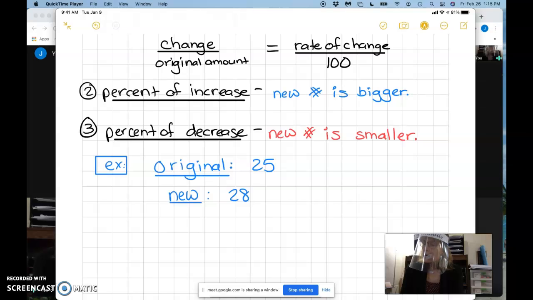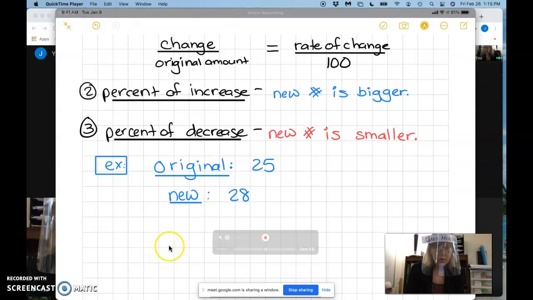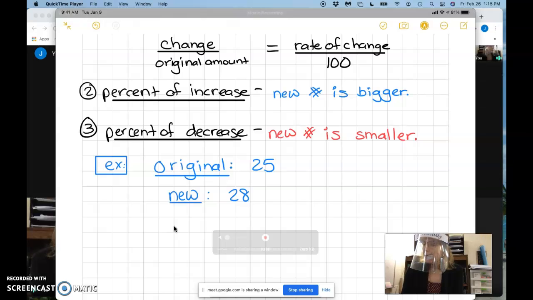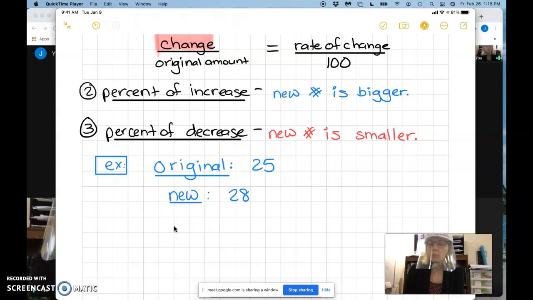All right. So the first thing we're going to do is look at the example. It says the original amount is 25 and the new amount is 28. So I'm going to use this formula up here to help find out what the rate of change, or the percent of change, is. You'll hear both of those terms used, and they both mean the same thing.